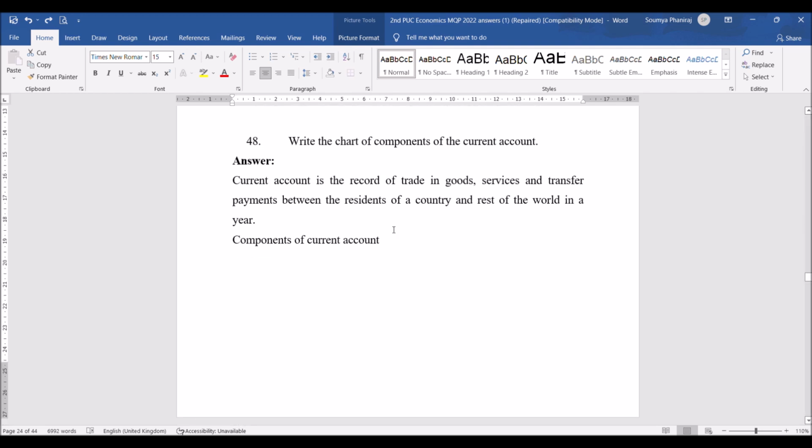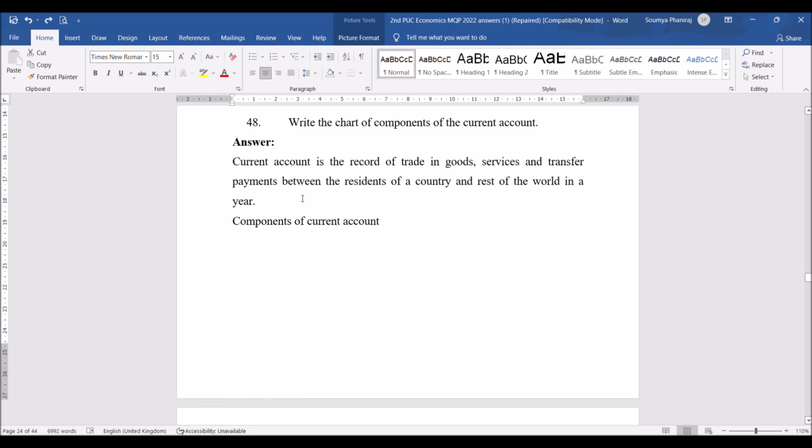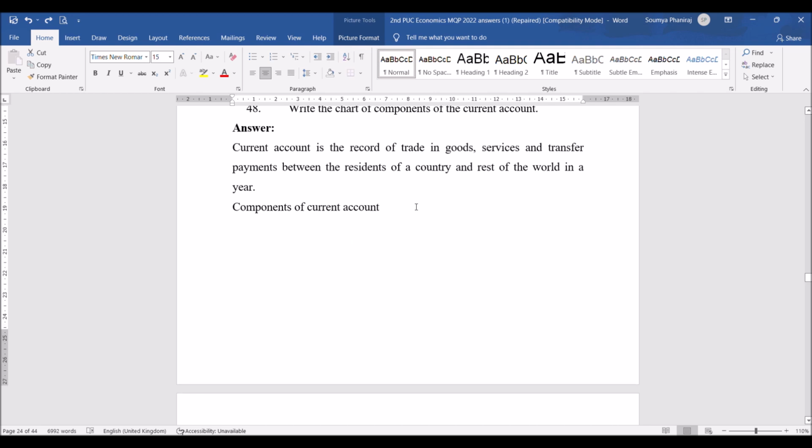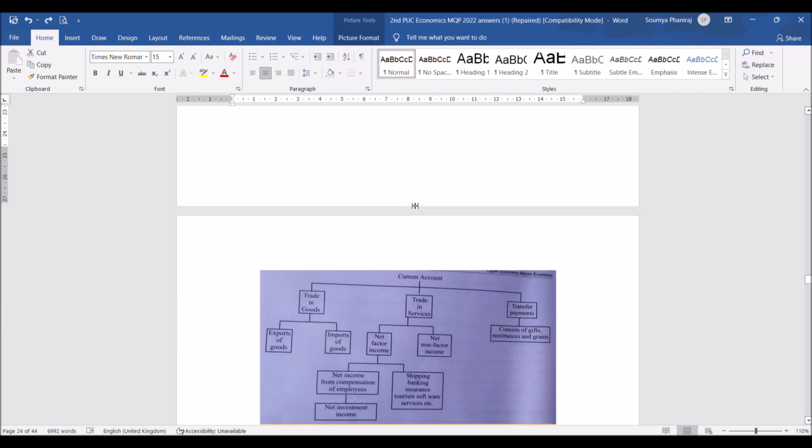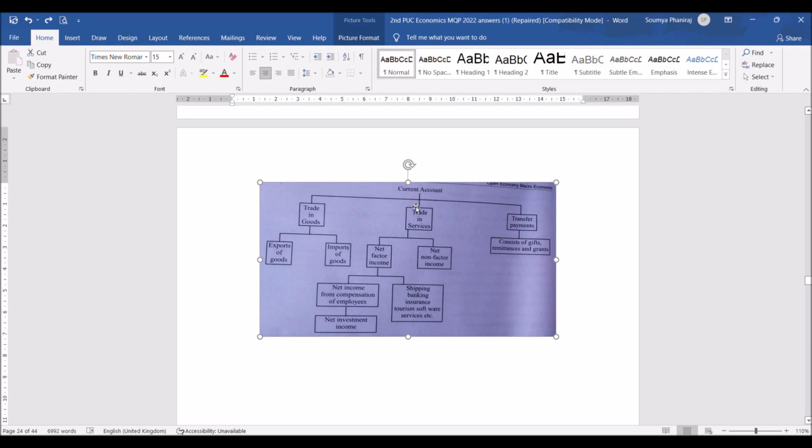48th is write the chart of components of the current account. So again, I have given a brief description of what a current account is in 1 or 2 lines in the beginning. Current account is a record of trade in goods, services and transfer payments between the residents of a country and the rest of the world in a year. And components again has been depicted in a tabular format.